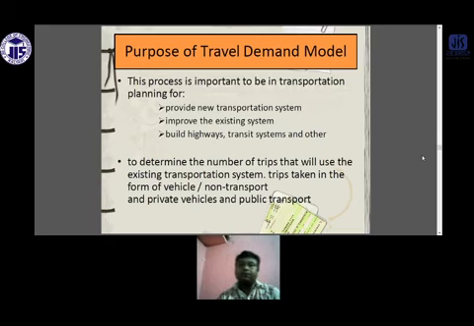Now, the purpose of the travel demand model. What is the purpose? The basic purpose is that transportation planning needs to provide a new transportation system, improve the existing system, and build a highway transit system and others. The second is to determine the number of trips that will use the existing transportation system, trips taken in the form of vehicles or non-motorized and private vehicles and public transport.